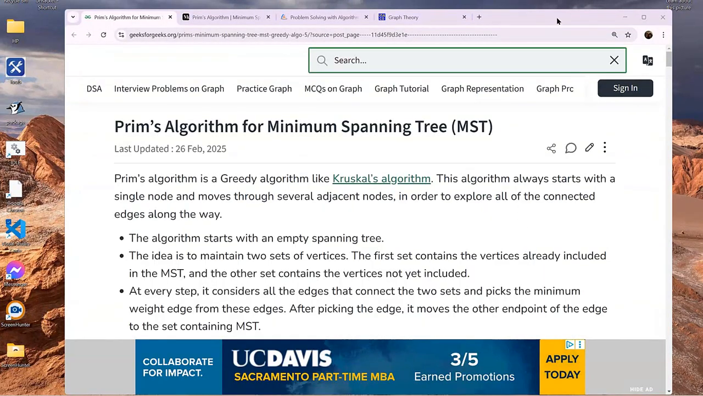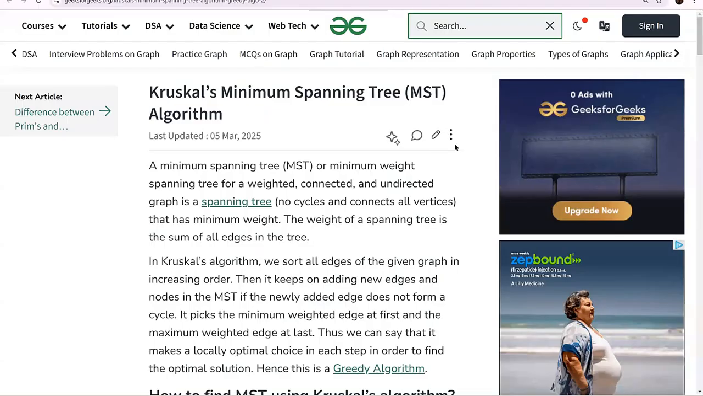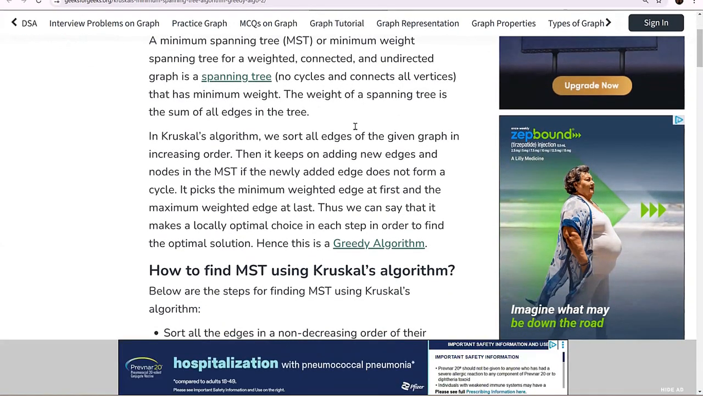Let's also look at Kruskal's algorithm. Prim's algorithm is where every time you add the closest edge to it. There's another minimum spanning tree algorithm called Kruskal's algorithm. This one is also a minimum spanning tree algorithm, but it's different from Prim's algorithm. It is also a greedy algorithm. It's still a greedy algorithm. So this one is very easy.